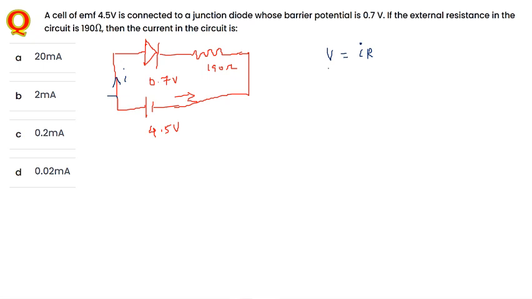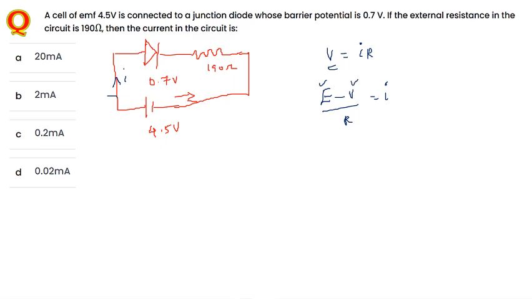Here, V is the EMF of the battery, E, and the barrier potential tries to oppose the flow of electrons from the N type semiconductor to the P type semiconductor, and holes from the P type semiconductor to the N type semiconductor. So (E minus V) divided by R will be equal to I. Hope you remember this. E is the EMF of the battery and V is the barrier potential.